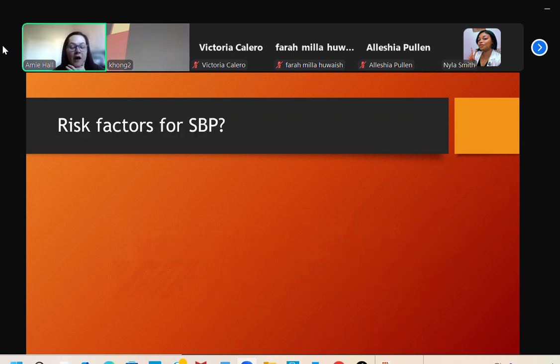All right, so the patient has ascites. What's the risk for SBP? So, spontaneous bacterial peritonitis. What risk factors for patients with ascites increase their risk of having an infection?